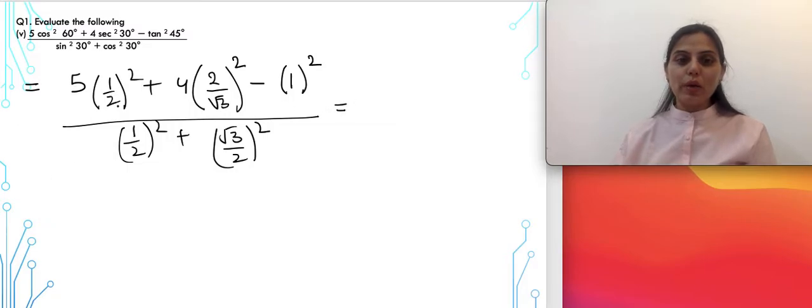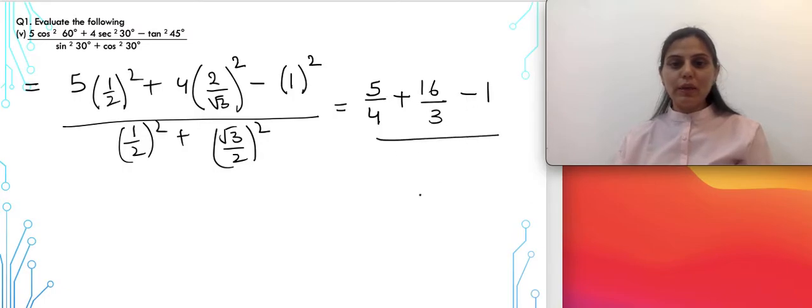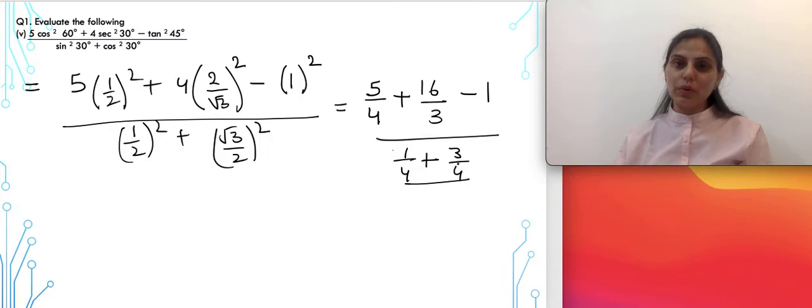When we take square of 1 by 2, you'll get the answer as 1 by 4. So this can be written as 5 upon 4. Plus when you take the square of these, 2 square will become 4. So 4 4s are 16 upon √3 square will become 3 minus 1 whole divided by, now when you take the square here also, you'll get the terms as 1 by 4 plus √3 square in this case means 3 upon 4. So these are the terms that you are going to get.